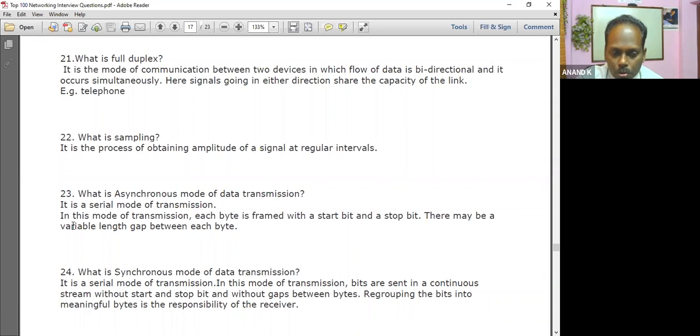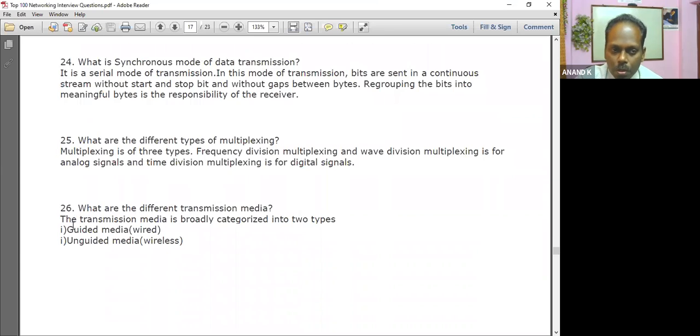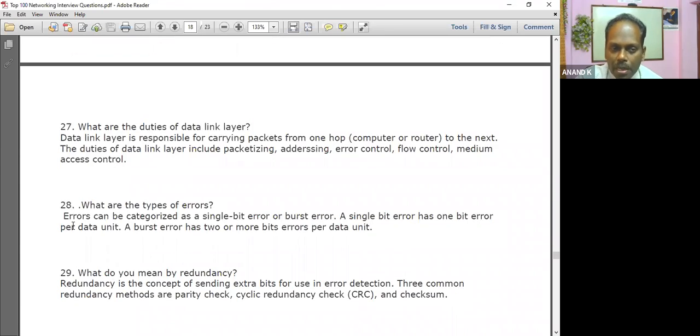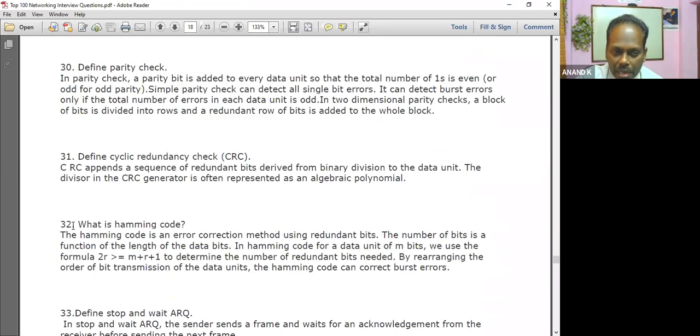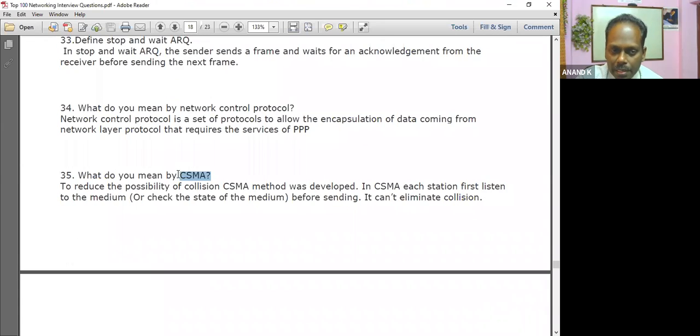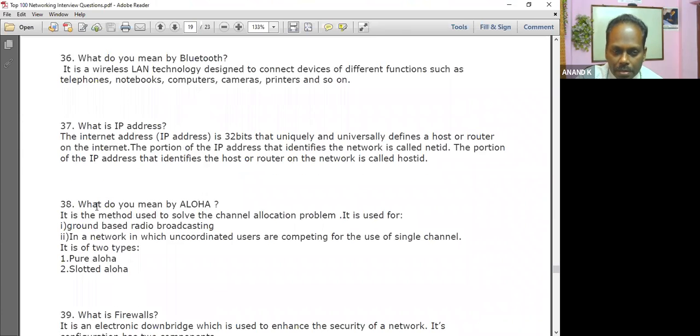Maybe if you can go through these questions, that would be helpful. Please go through them. Today again I'll share these questions. Please ask me also if you are unable to understand any of these things. CRC, Hamming code, anything can be asked. CSMA/CD. What do you mean by Bluetooth? What is an IP address?